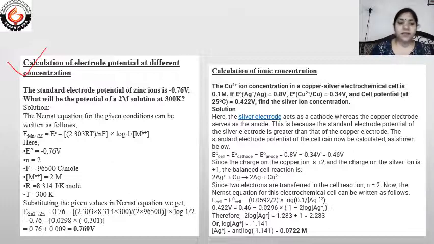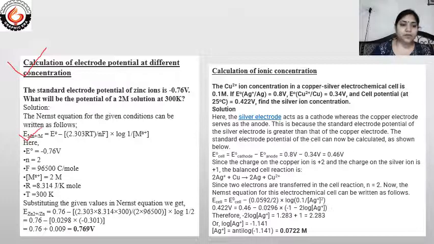Here the example is given for zinc, and the standard electrode potential, as we know, for zinc is minus 0.76 volt. Here in the question it is given, what will be the potential at 2 molar concentration at 300 Kelvin? That means if we change the standard conditions, the concentration and the temperature, then what happens? So by using the Nernst equation for half cell we can calculate the value. So here the solution is given.